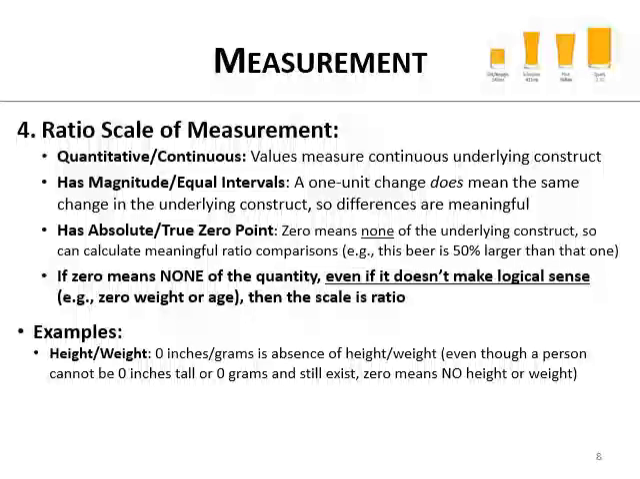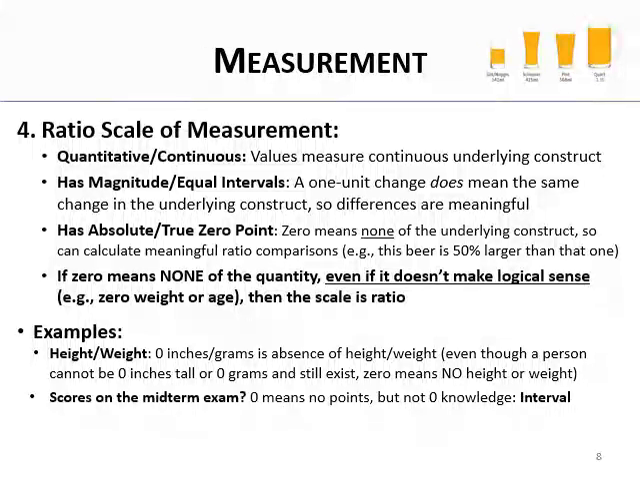So some examples. Height and weight are sort of obvious ones. 0 inches or 0 grams is the complete absence of weight. A gram is a gram is a gram. Can someone weigh 0 grams? No, you can't, but an inch is an inch and a gram is a gram, right? So you've got those equal intervals, and 0 means none. So it is a ratio scale. It's not arbitrarily set, like with interval, for example.